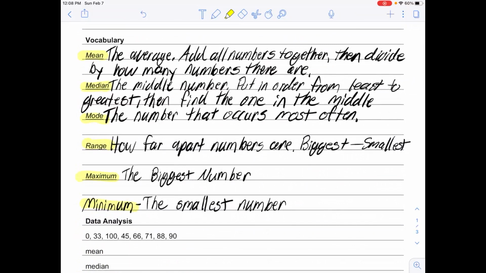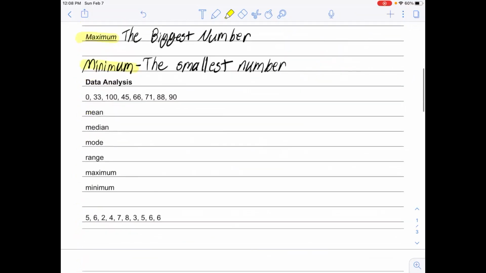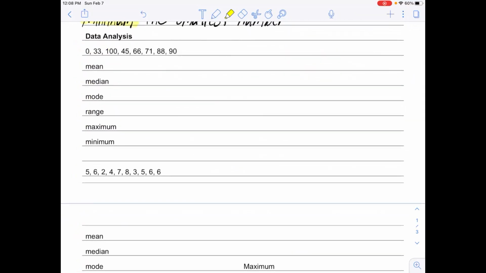So the first part of our new Unit 7 here is data analysis. Data analysis is using these things, the mean, median, mode, range, and the max and min, to examine a set of numbers and make conclusions about them. So we're going to start by looking at this data set here, and we are going to use that, and we are going to practice finding the mean, median, mode, range, maximum, and minimum.